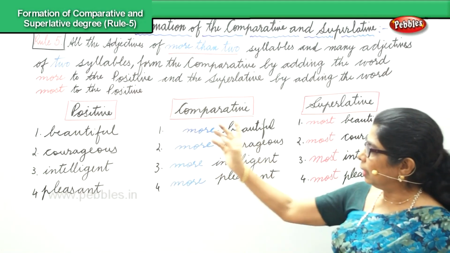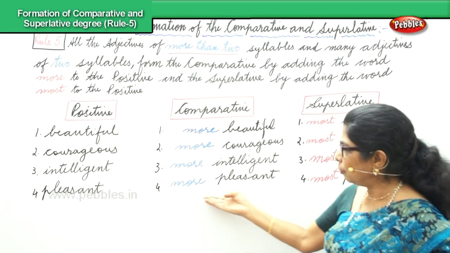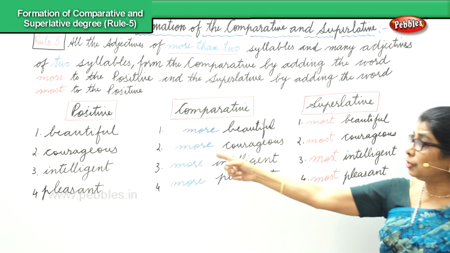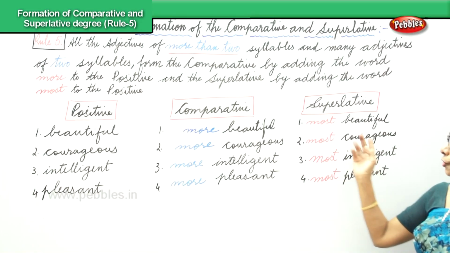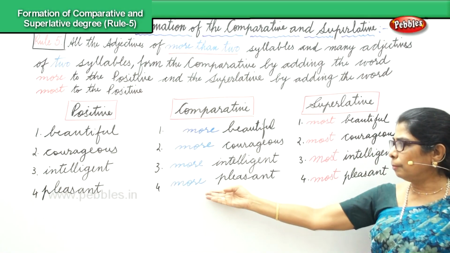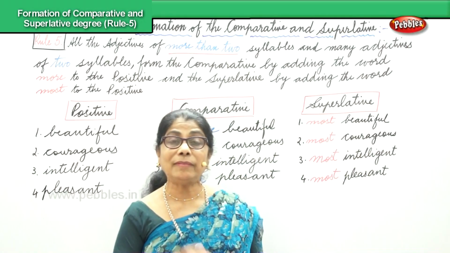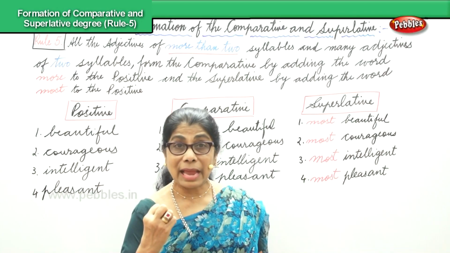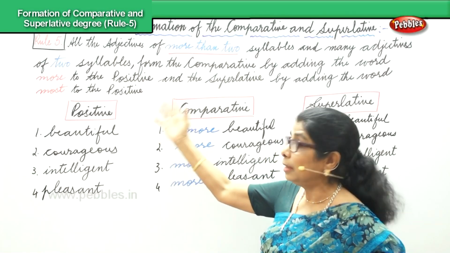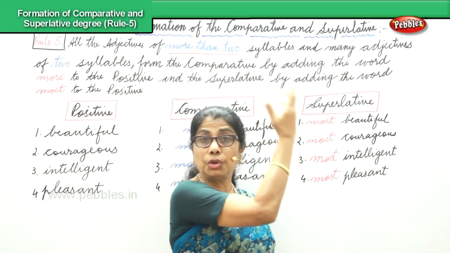Beautiful, more beautiful. Courageous, more courageous. Intelligent, more intelligent. Pleasant, more pleasant. Beautiful, more beautiful, most beautiful. Courageous, more courageous, most courageous. Intelligent, more intelligent, most intelligent. Pleasant, more pleasant, most pleasant. And that's how we form them. So we have learned in rule number 5 that adjectives of more than 2 syllables form the comparative by adding more, and the word most is used to form the superlative.